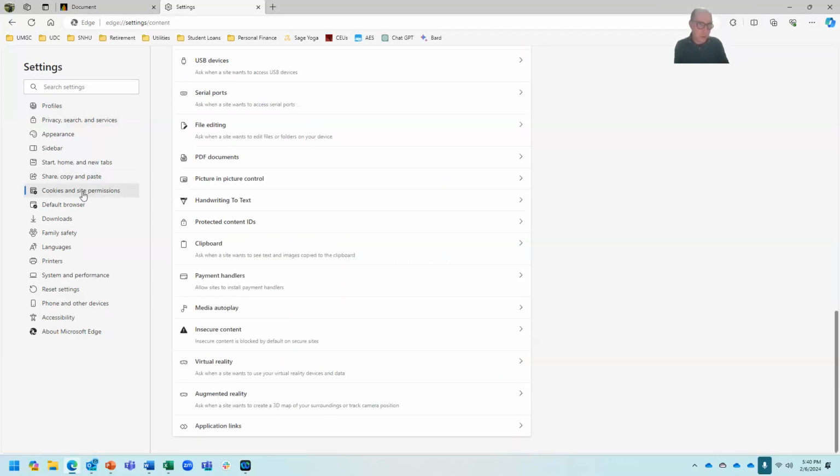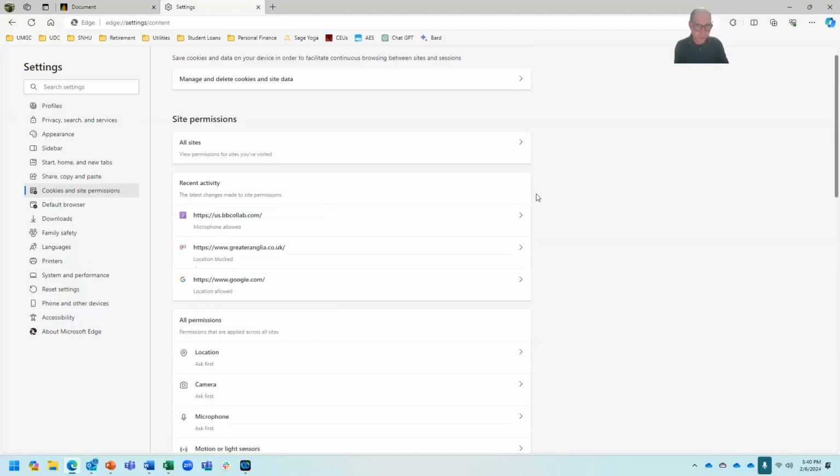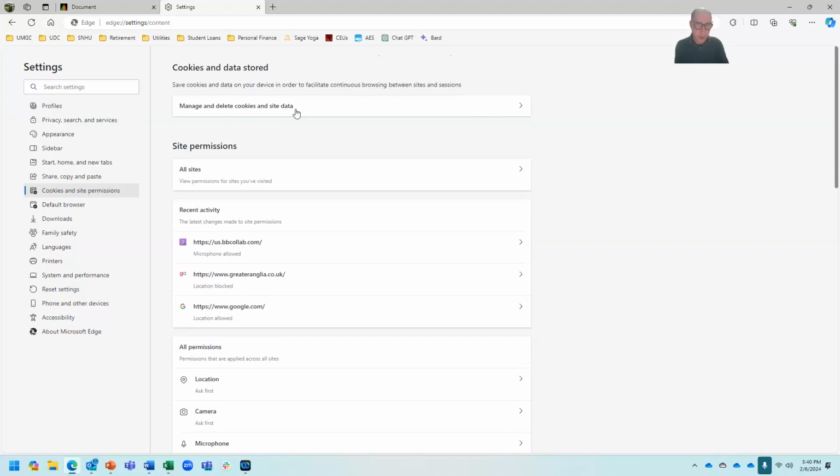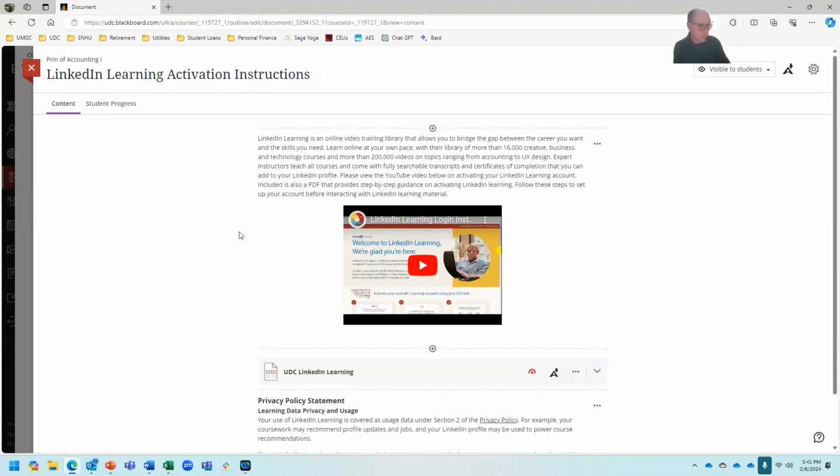You also need to come down to what's called cookies and site permissions, and you want to clear all this site data and cookies. What that does is it provides the security clearance for you to be able to access LinkedIn Learning. That's oftentimes a barrier. So you clear your cookies, cache, and site data, and make sure you enable pop-ups. If you do those things, it's going to work.